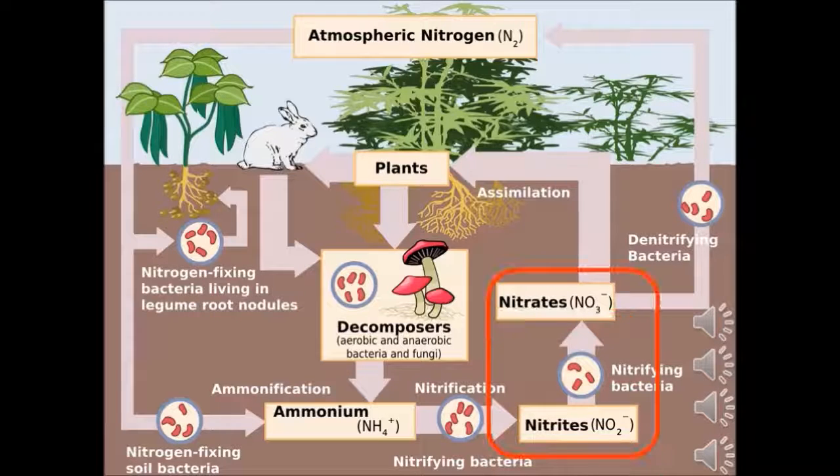Additional bacteria convert these nitrites to nitrates. At this point, the plants can absorb this nitrogen in a process called assimilation. However, not all of the nitrate is absorbed, but some of it goes to the bacteria that release the nitrogen to the atmosphere in a process called denitrification. The nitrogen returns to the atmosphere.